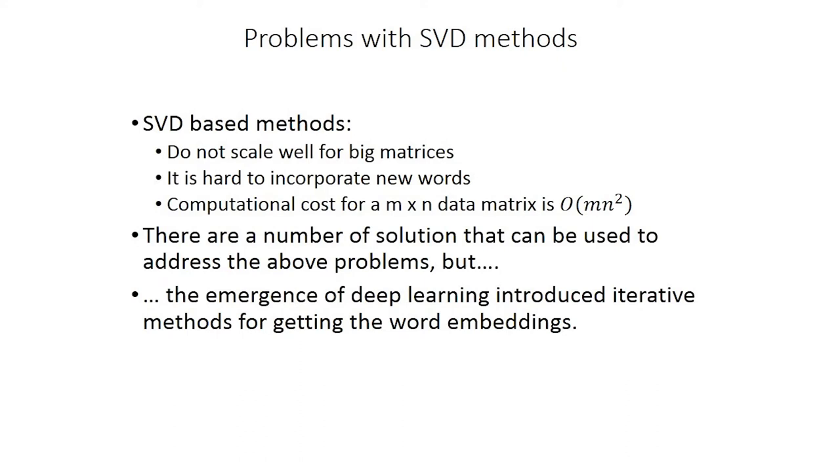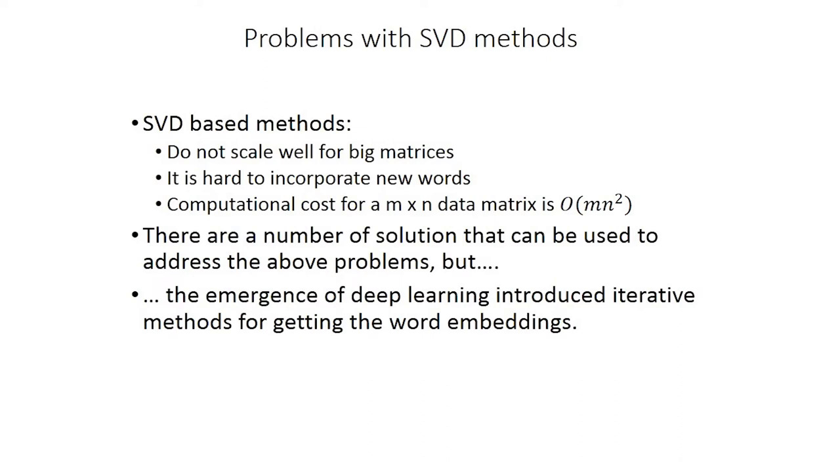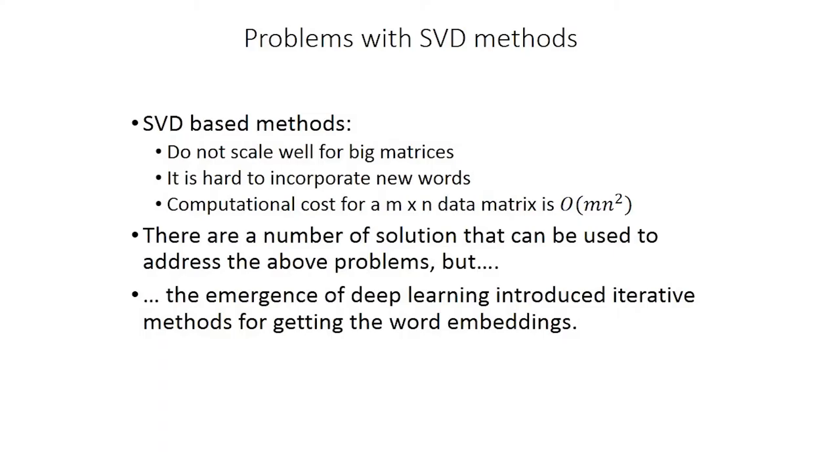What are the problems with the SVD-based methods? The first one, they do not scale well for big matrices. If you've got a given language, you're talking of millions of words within it, so you're starting with a data matrix which is very big. It is hard to incorporate new words. Once you have computed it, if you're to incorporate new words, you have to do recomputation. The computational cost for an M cross N data matrix is O of M N squared. So that's very expensive to compute.